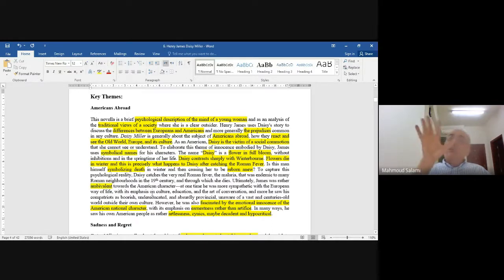He was ambivalent, you know, not sure, yes and no, no and yes. He was hesitating about what to say about the American character. At one time, he was more sympathetic with the European way of life, with its emphasis on culture, education, and the art of conversation, etc. And then later he changes his mind.